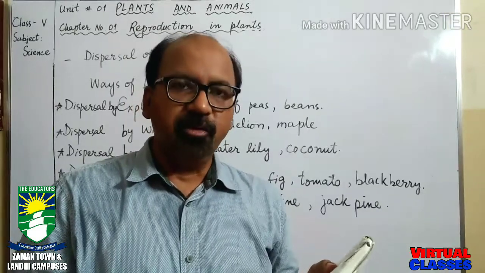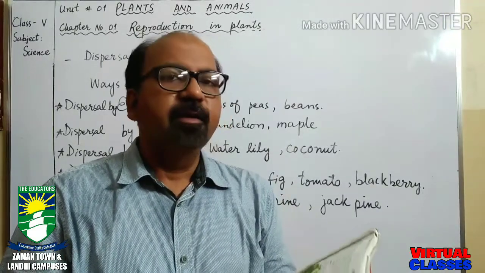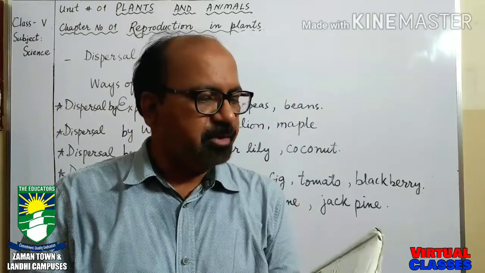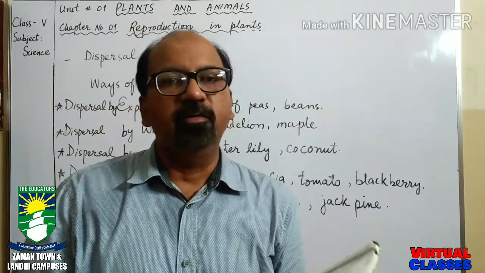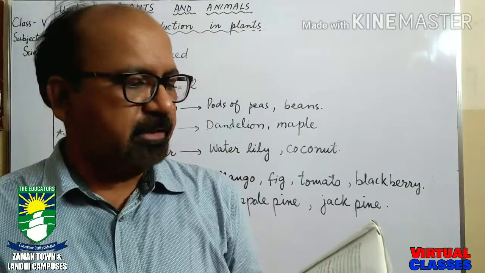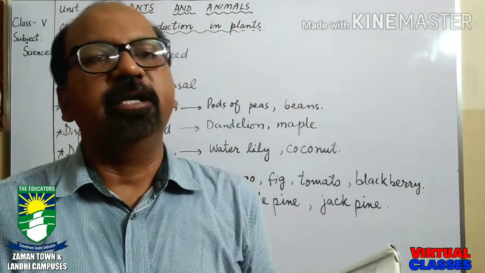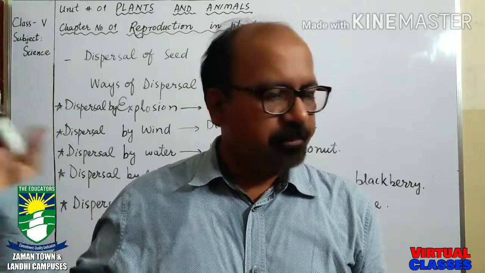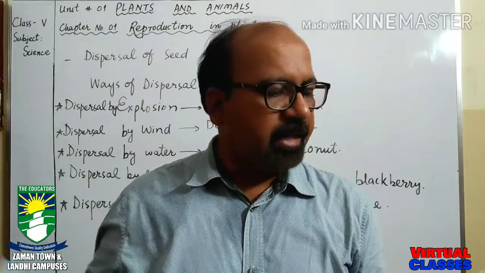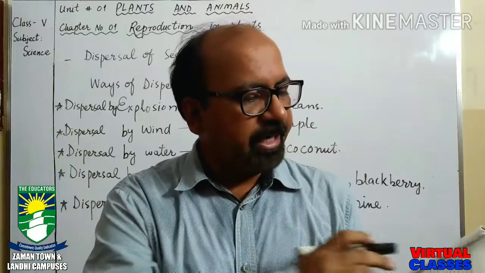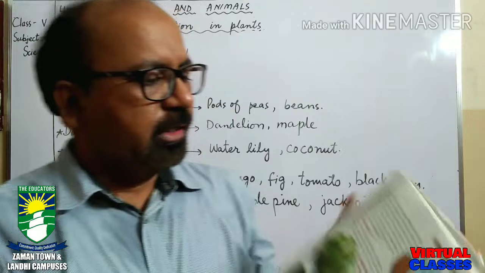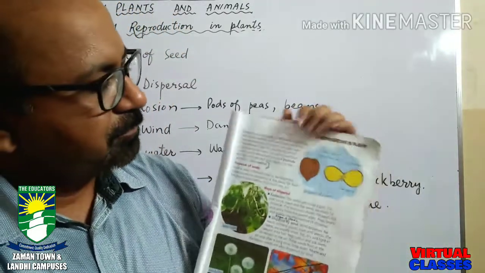Now the seeds are produced, and we will see how the new plants can be produced. It can be done only by the dispersal of seeds. When the seeds are dispersed from the parent plant to different other parts, then they germinate in the soil. So let's see from your book.